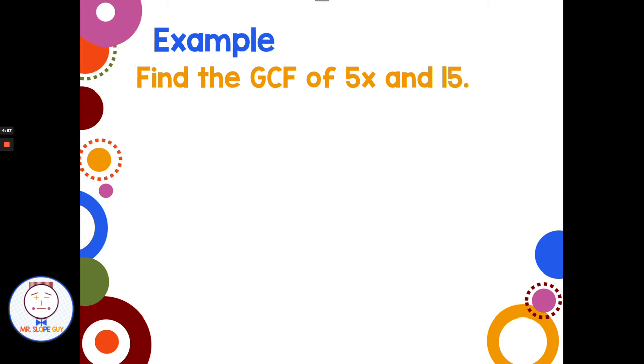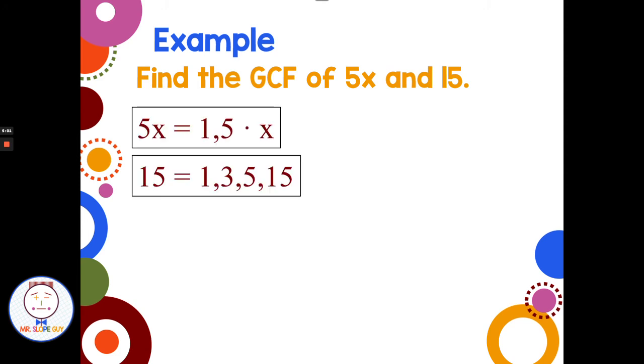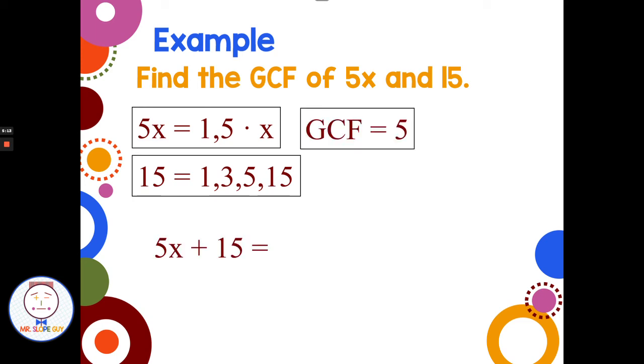Find the GCF of 5x and 15. 5x has factors of 1, 5, and x. 15 has factors of 1, 3, 5, and 15. So my GCF would be 5. So a common problem for this would look something like 5x plus 15.